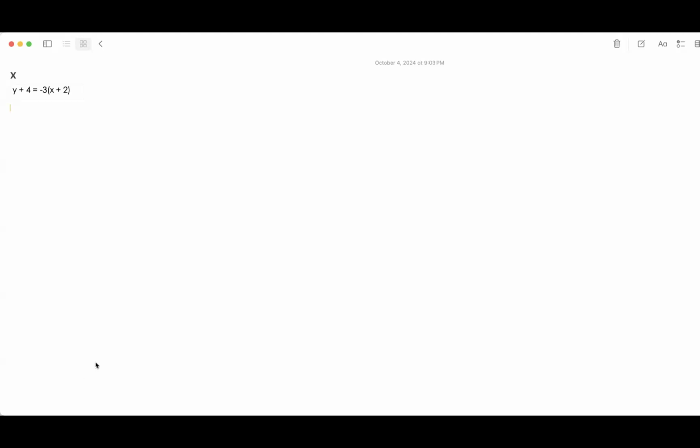Go ahead. When I did the parentheses, I get minus 3x minus 6 on the right side, and then I have y plus 4 on the left side. I subtract 4 on both sides, and I have y equals minus 3x minus 10.